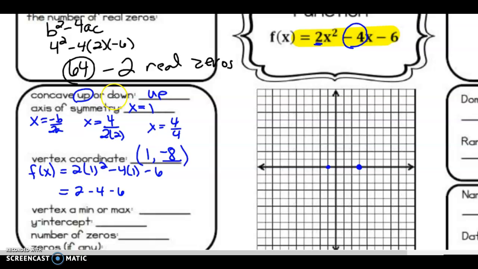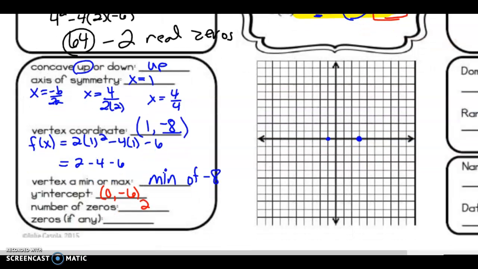Okay, our vertex, since it's concave up, it's going to go like this. It has a minimum. And what would the minimum be? Negative 8. Okay, the y-intercept, remember, is that last number in the equation. So negative 6. So we could say 0, negative 6. This one has 2 zeros. And again, our zeros were negative 1 and 3. So let's go ahead and finish this graph here. Our starting point, our vertex, was 1, negative 8.